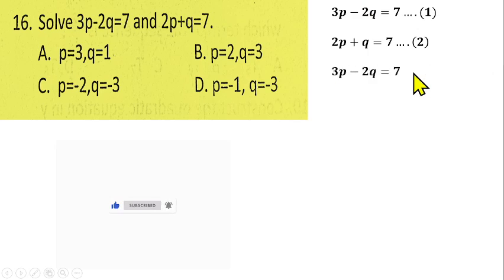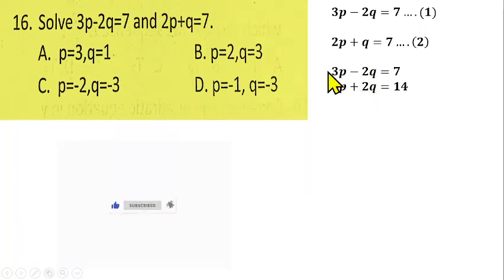So you can multiply equation 1 by 1, then multiply equation 2 by 2, so as to make this q equal. So if you multiply equation 2 by 2, then that will give us 4p plus 2q equals to 14. So this one is just equation 1 that we repeated. Then we multiply equation 2 by 2, because the coefficient of q here is 2, multiply this one by 2. The coefficient of q here is 1, multiply this one by 1, so that they can be equal to eliminate q. So you can add this one and this one.